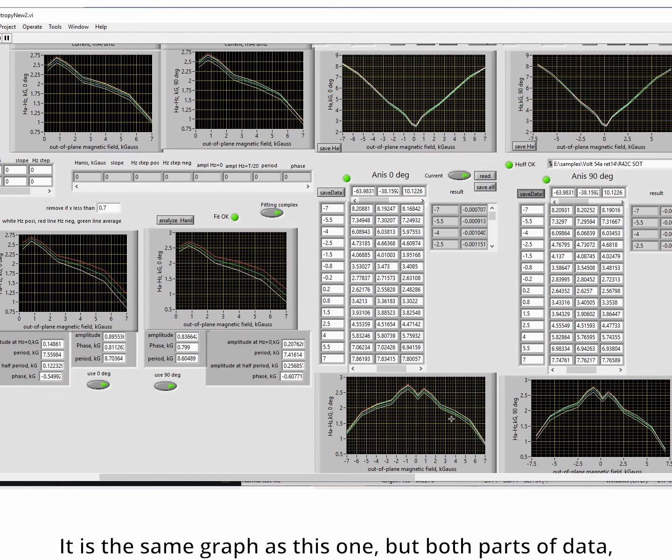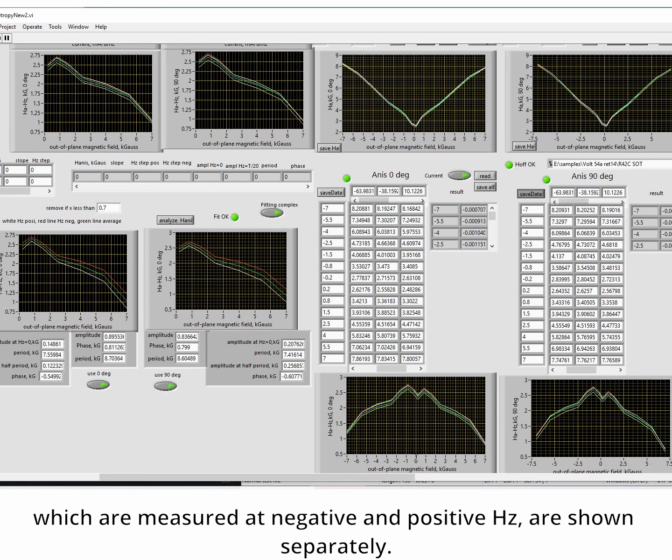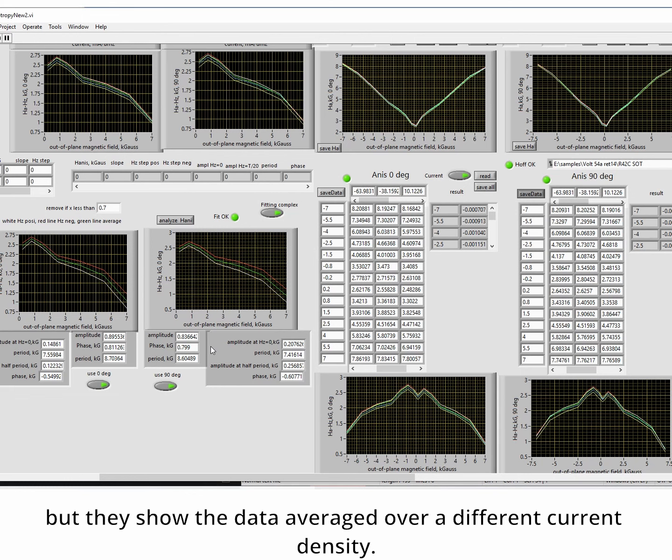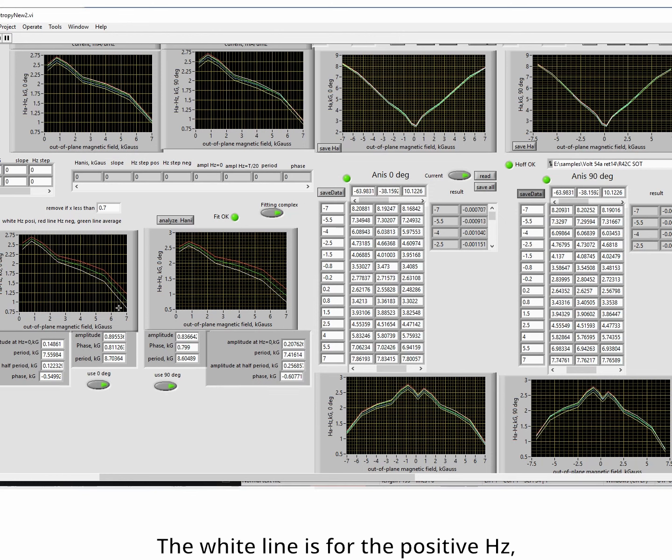This is the same graphs as these ones, but both parts of data which are measured at negative and positive magnetic field are shown separately. These graphs are the same as this one, but they show the data averaged over different current density. The white line is for the positive HZ, the red line is for negative HZ, the green line is the average between red and white lines.